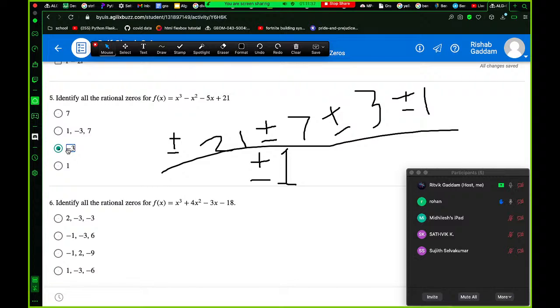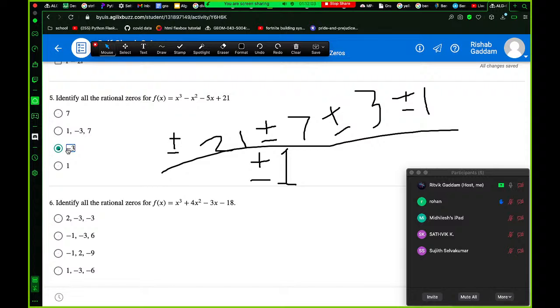So when I plugged in 1, I got 1 minus 1, minus 5 plus 21. So 1 minus 1 is 0, minus 5 is negative 5, plus 21 is 16. So 16 is not equal to 0. And then when I plugged in negative 3, I got 0. And when I plugged in 7, I got a huge number. It's more than 100. So I knew it could not be 7, and it could not be 1. So the only one it could be is negative 3.